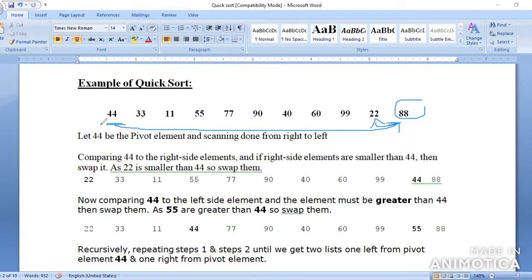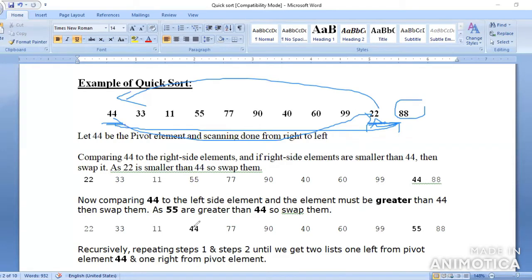Now 44 is the pivot element, compared with the right side element. The right side element is smaller than 44. Yes, it is smaller; the value is 22. So you have to swap the pivot element with the right side element. Here 44, here 22, so you replace here and here. Swap the given elements.